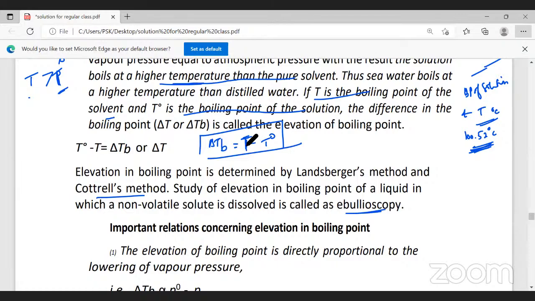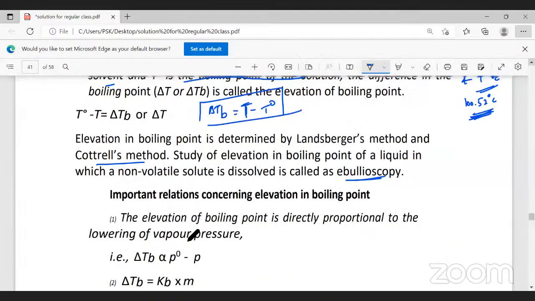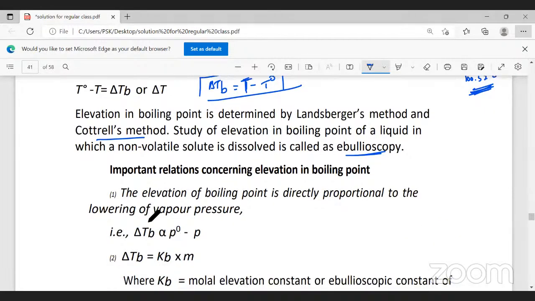Now, important relations concerning elevation in boiling point. We have to learn a few formulas to work out the elevation in boiling point. Elevation in boiling point is directly proportional to lowering of vapor pressure. We learned yesterday, I think we worked on the problem also. Delta TB is directly proportional to relative lowering of vapor pressure or lowering of vapor pressure. P naught is the vapor pressure of a pure solvent. P is the vapor pressure of its solution. We have been learning this in the previous classes. So delta TB is directly proportional to lowering of vapor pressure.